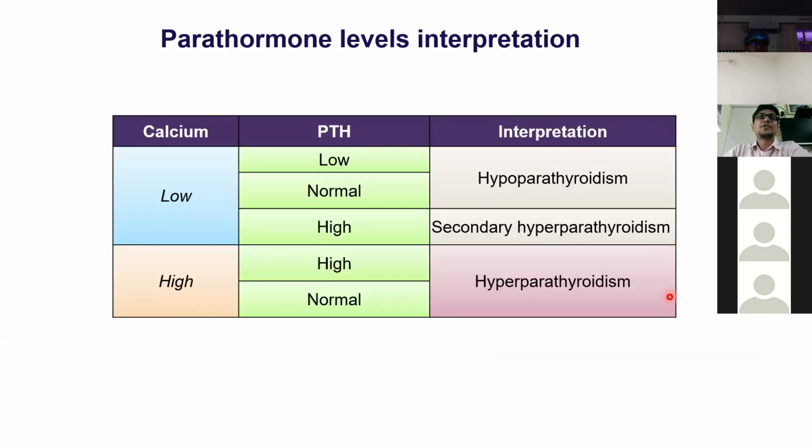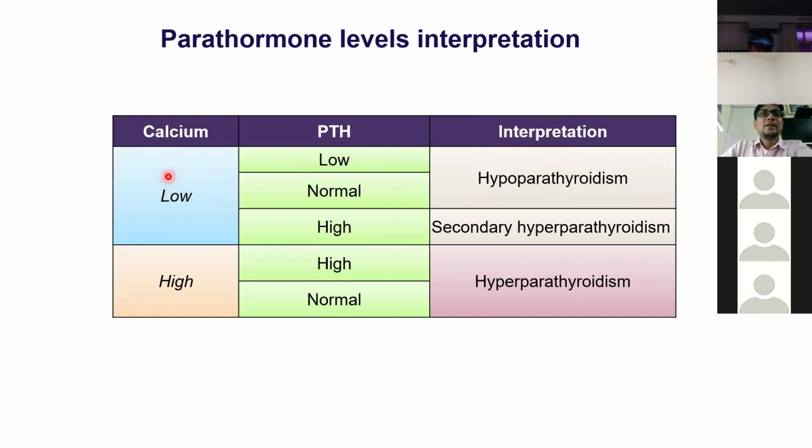So the interpretation of parathyroid hormone is like this: whenever calcium is low and PTH is low, it is always hypoparathyroidism. Even if the PTH level is normal and calcium is low, we should think about hypoparathyroidism.